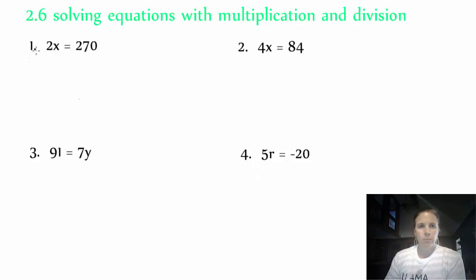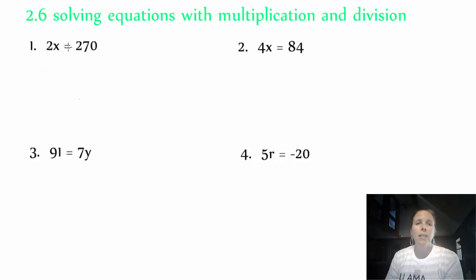Okay, so number one, 2x equals 270. Now you can plug in numbers here to figure out 2 times what equals 270. But today we're going to do the equation. We're going to solve it because eventually we're going to have numbers that are decimals or fractions. You can't do it in your head. So just do it my way for today. Or for a while.